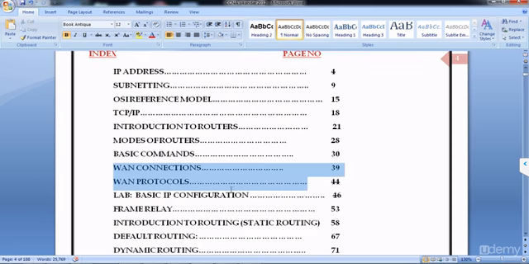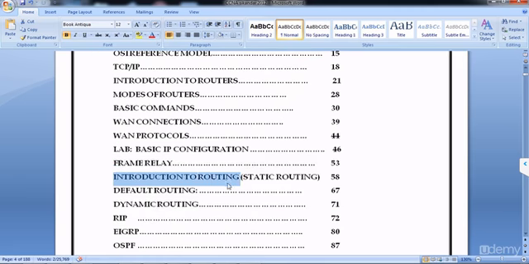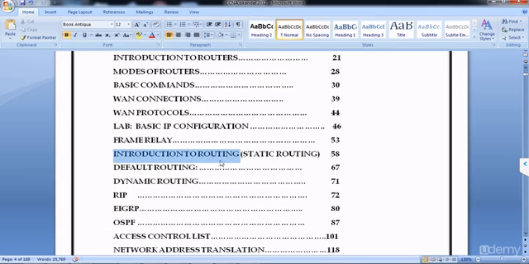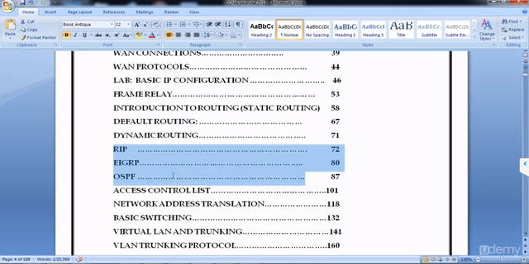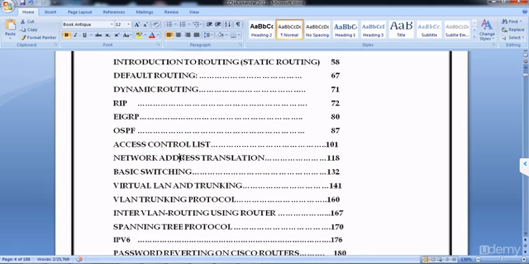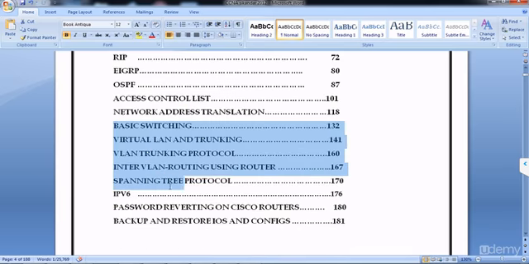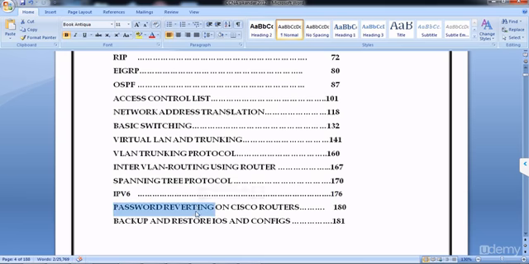Once we understand the different types of WAN connections and the technologies which can be used for providing them, next we get into some basic IP address configurations, and then Frame Relay, and an introduction to routing. So the main part starts here, where we see routing, and then static routing, dynamic routing, and default routing. Again, in dynamic routing there are RIP, EIGRP, and OSPF protocols. We'll see more detail on that, and then access lists, network address translation, and then some more switching concepts, and some introduction to IP version 6. Finally we'll see password recovery on routers, and then backup and restore on the routers.